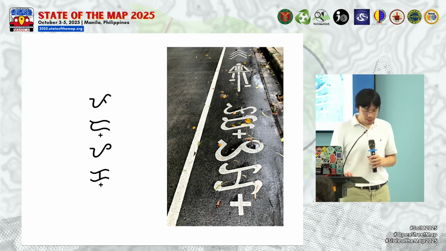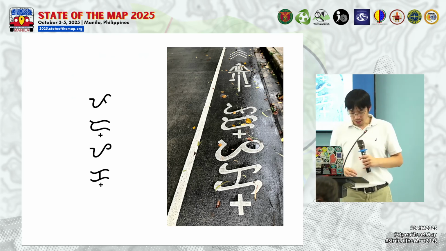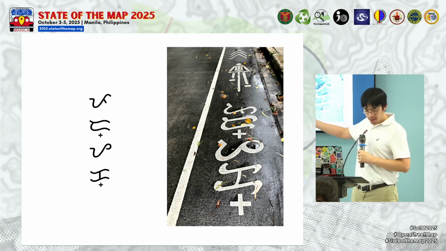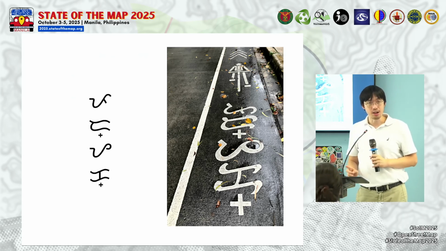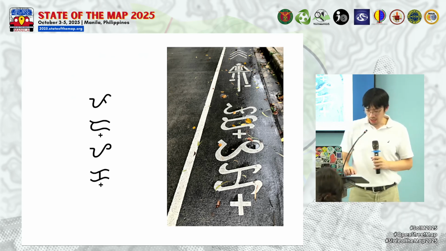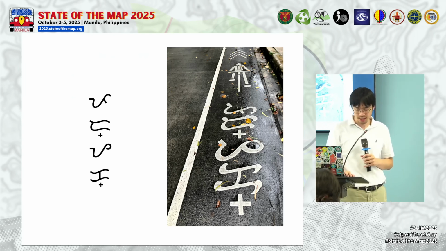So going back to languages, did you notice the cycle lanes on the street outside? The cycle lanes are marked in non-Latin text. This word here is padyak. It means cyclist in Tagalog, but it's written in the Baybayin orthography. It's an alternative orthography for Tagalog.